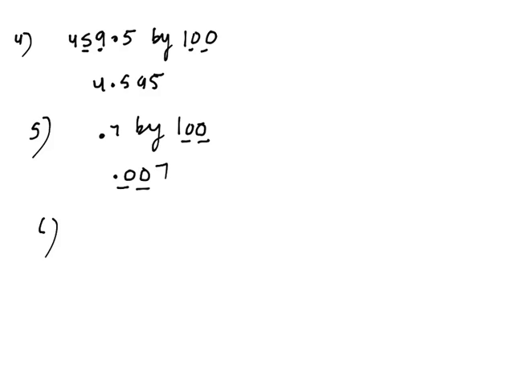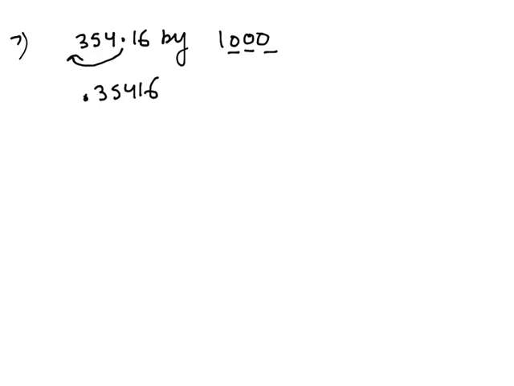Next we have 5.8 and we are dividing it by 100. So we have to move the decimal point by two places towards left. Here we have only one digit. So we will put one 0. So we will get 0.58 and here we will put the decimal point. So we get the answer 0.058.